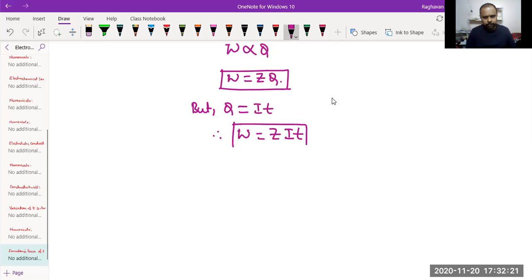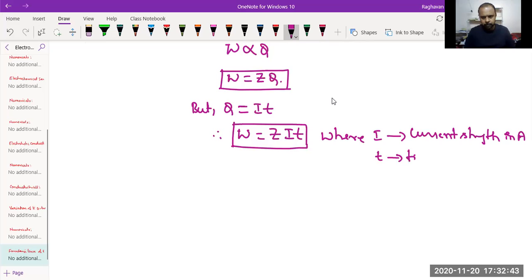So the question that we need to answer is, what is Z? Let me write the other terms also. I is current strength in amperes, T is time in seconds, W is mass of the metal displaced, all those things fine.